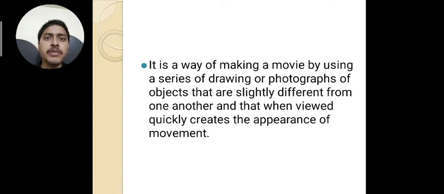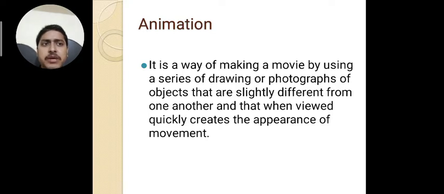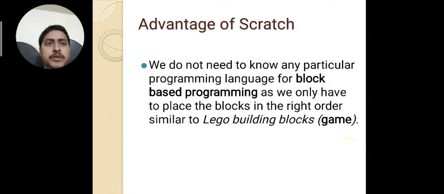Okay, see what is animation. It is a way of making a movie by using a series of drawings or photographs of objects that are slightly different from one another, and that when viewed quickly creates the appearance of movement. Means the collection of photographs with a slight difference are arranged in such a way that when they are being played very quickly, that creates an animation, that creates a movement, and this is animation. Okay.